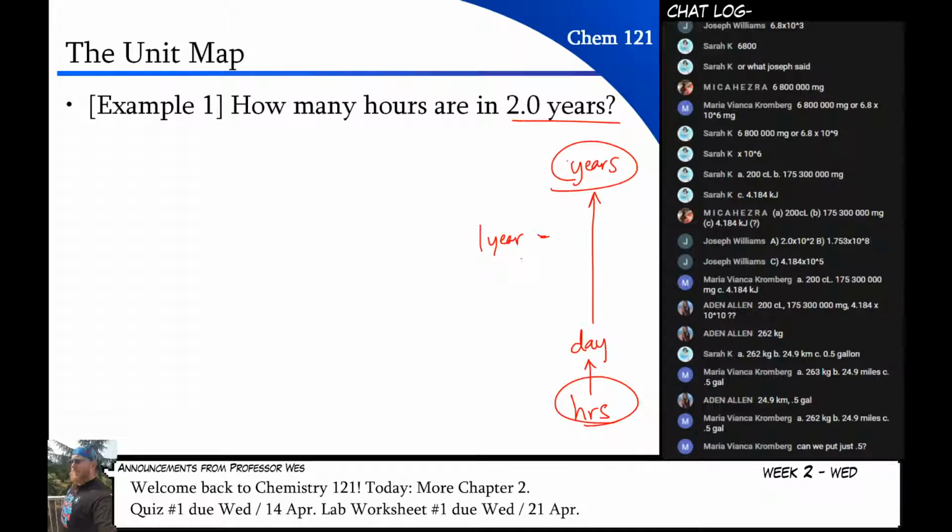In 1 year, there are 365.25 days. I'm using that because I don't know if the year I'm looking at is a leap year or not, or if a leap year is in those 2 years. So best to just take the average of a year. And then down here, there are 24 hours in one day.